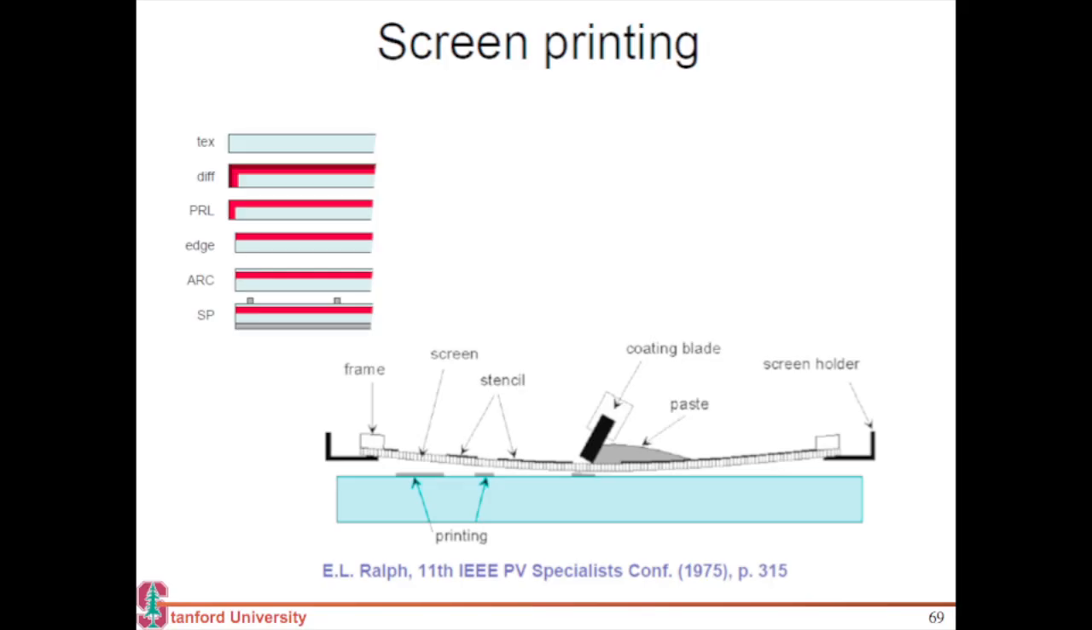And then the next thing you do is form these lines on the top. You do metallization both at the back to form your collector and at the top to form your emitter. And again, lithography is a complete taboo. We just don't want to hear the L word. So the way you do it is screen printing.